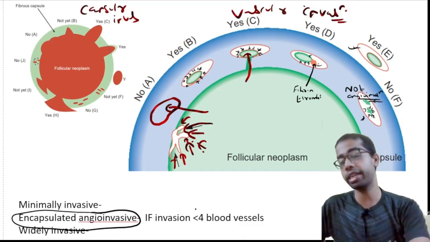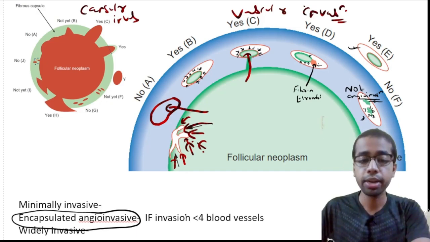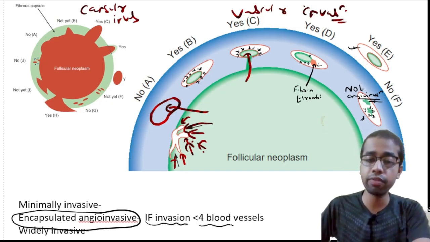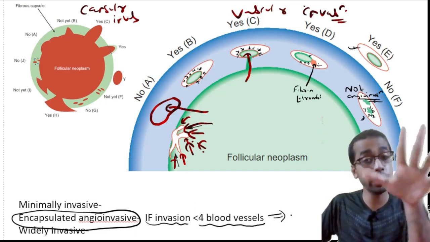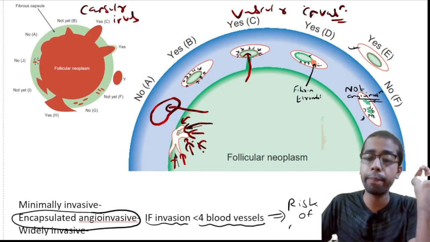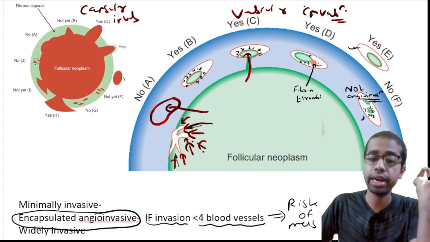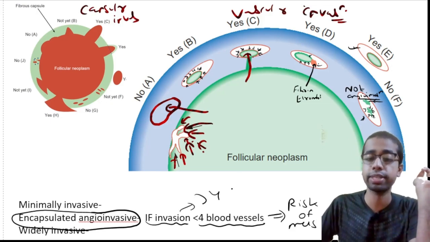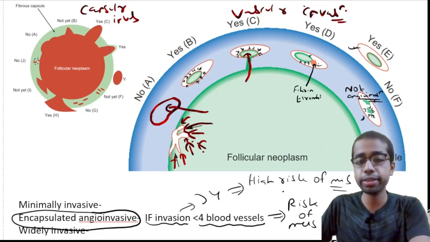In fact, the number of vessels invaded is also prognostically important, because if invasion is less than 4 blood vessels, then this is follicular carcinoma for sure, but the risk of metastasis is less. And if the invasion is more than 4 blood vessels, then there is a higher risk of metastasis. Understood the difference? Okay. So let's see some pictures.